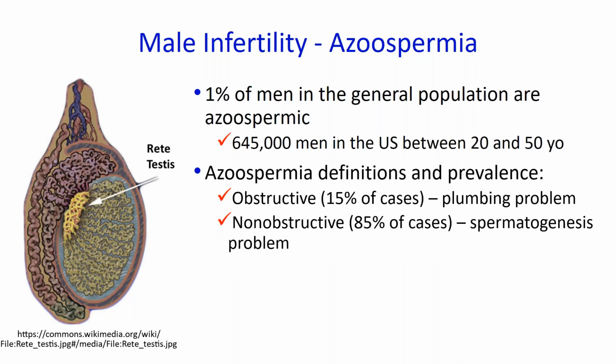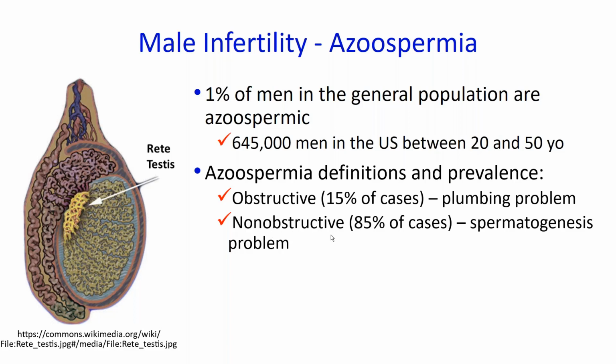Azoospermia can occur in two varieties. In 15% of cases, azoospermia is due to an obstructive condition. And what that means is that even though these seminiferous tubules are producing sperm, there's some blockage in the excurrent duct system that prevents the release of sperm into the ejaculate. This condition is relatively easily treated because the urologist can simply take a biopsy from the testis or aspirate sperm from the epididymis, and then those sperm could be used in the IVF clinic using intracytoplasmic sperm injection to achieve fertilization and a pregnancy.